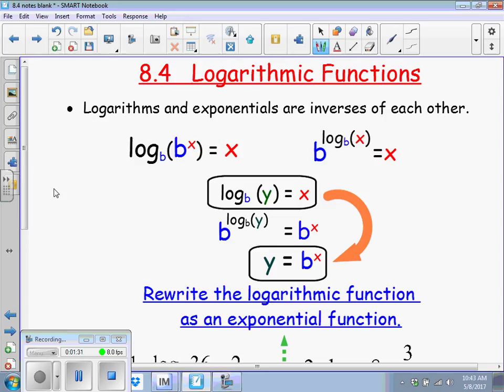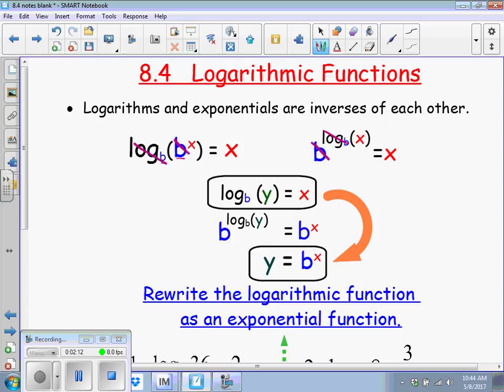So log base b of b to the x. This is saying that those two are the same. Whatever the base is, it's the same. Log base b of b to the x equals x. That's a property you need to know. The log base b and this b cancel each other out, leaving you with only that exponent. Likewise, if you have a base raised to log base b of x, that also equals x. This and this cancel each other out.